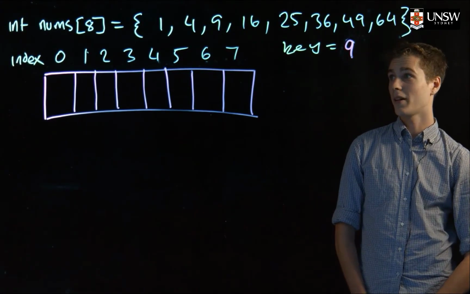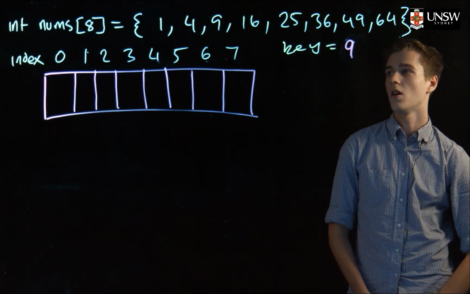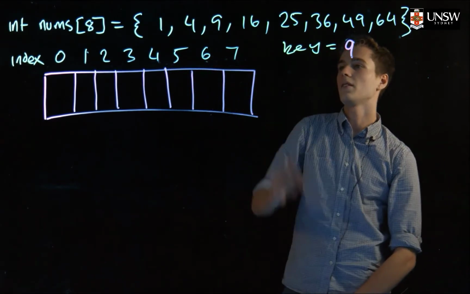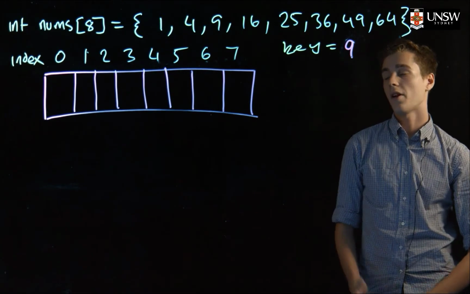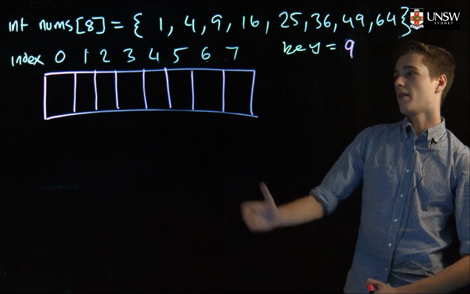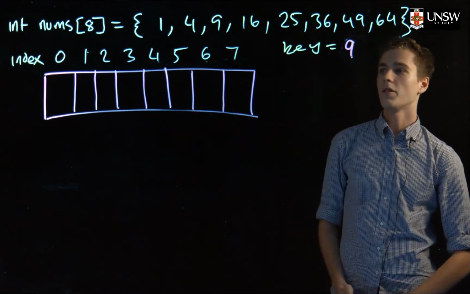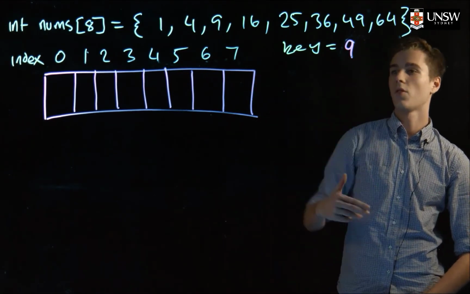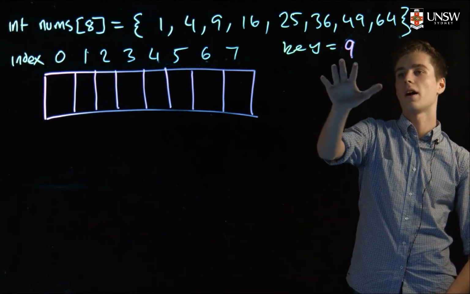Okay, so now we're going to look at the implementation of a binary search. To start with, I again have the same array of numbers, 1 through to 64, and there are 8 of them, which means that I have indexes 0 through to 7, which is the array length minus 1, as we saw before. Now I'm going to look for the key of 9.